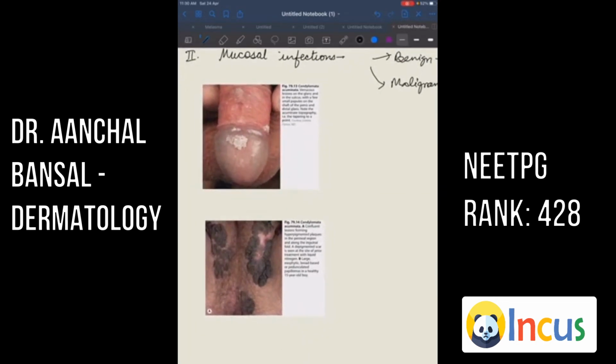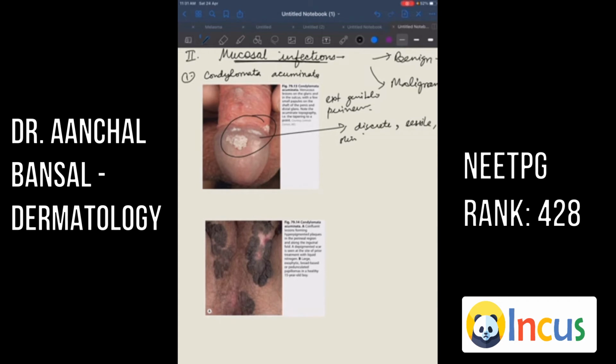Here, the first picture that we can see is condylomata acuminata, a very common mucosal infection that we see in dermatology OPD. The location is mainly on the external genitalia and perineum, also known as anogenital warts, and these are discrete, sessile, skin or brown or even white colored due to maceration in the area, exophytic papillomas.